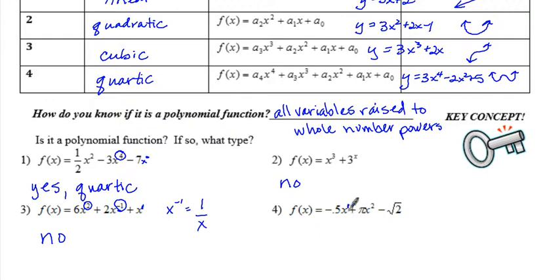This power on the x is an invisible 1. This power on the x is a 2. And this square root of 2 is basically being multiplied by an x to the 0. So this one is actually fine. The coefficients being weird are not the problem. The powers on the x's are what we're looking at. So yes, this is a polynomial, and the highest degree I see is 2. So I'm going to call this a quadratic. That's how we test to see if a function is a polynomial.